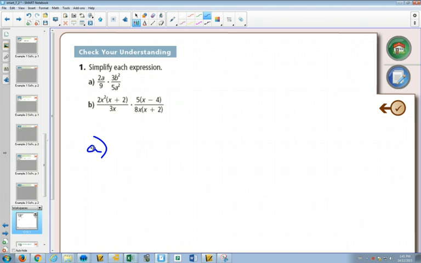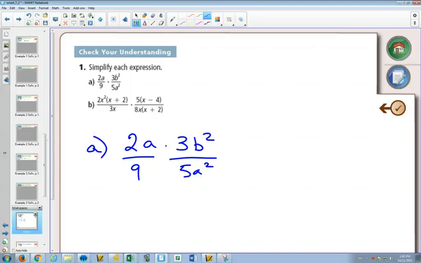So for a, it's all multiplying. We have 2a over 9 times 3b squared over 5a squared. Now most of you will be able to do this quickly in your head, but if I wanted to break things up, if you're looking at the numbers, can you see on the top you're going to have 2 times 3? And on the bottom 9 times 5?